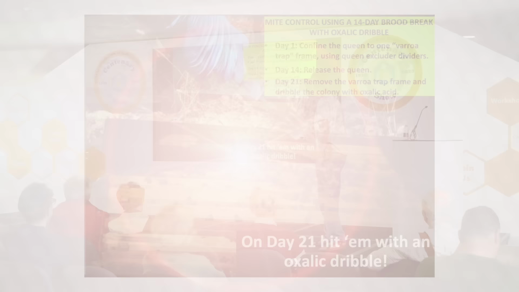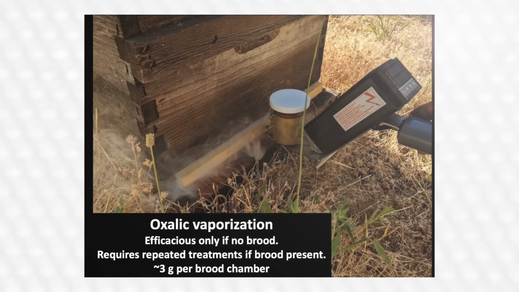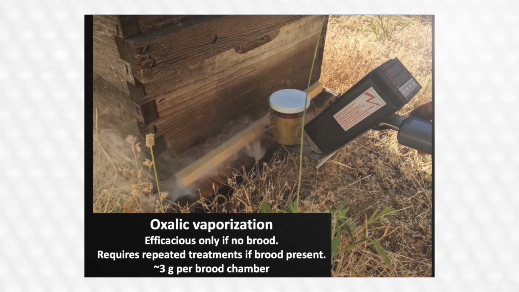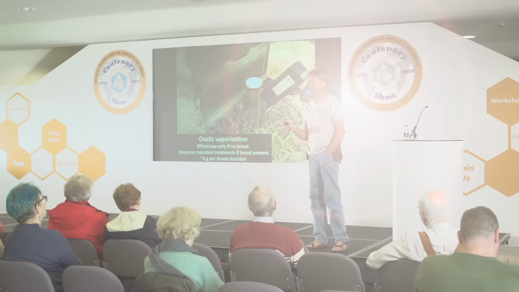Do you guys use vaporization here? Okay, so this is very popular in some areas of the United States. I've had beekeepers from all over the world send me large data sets of mite drop counts post-vaporization. If there's brood in the colony and you're using the allowed 1 gram per brood chamber, it takes typically 7 to 10 applications to get the mite level down. If you think you're going to get mites down with 1 or 2 shots with vaporization, you're dreaming. It's not that efficacious. Research by Dr. Cameron Jack shows that to really get much efficacy if there's brood, you have to use 3 grams per brood chamber. We'll come back to that number in a few minutes.